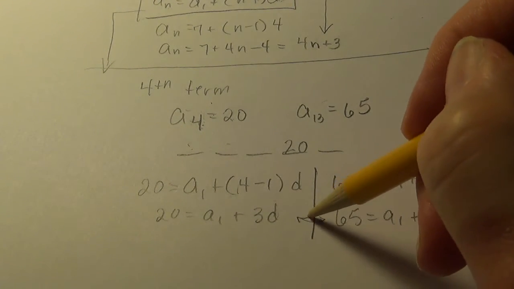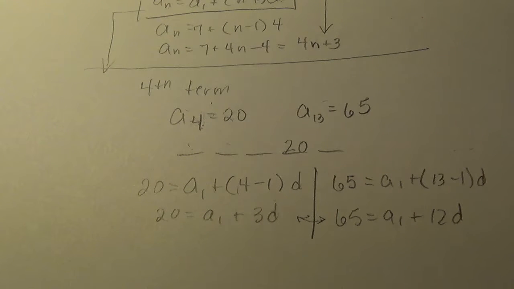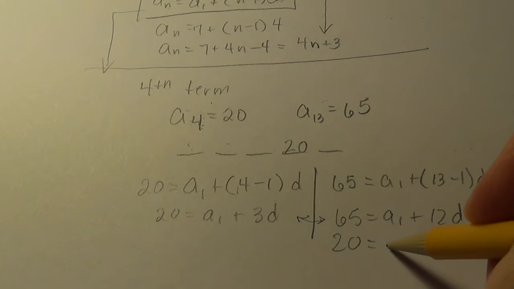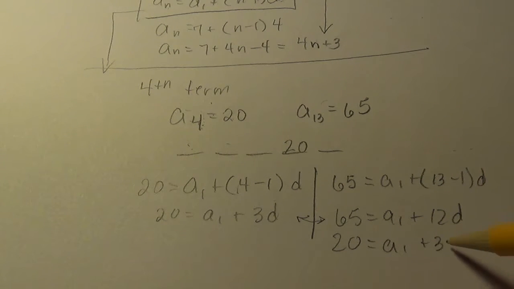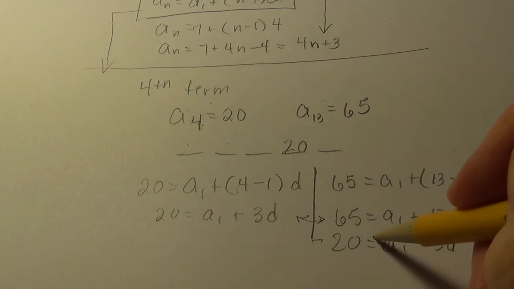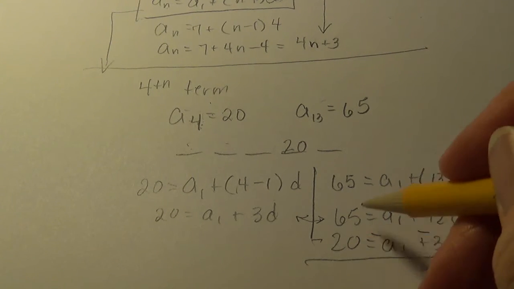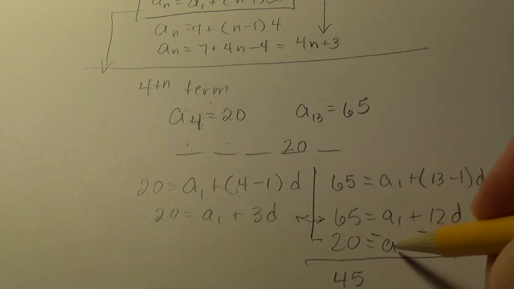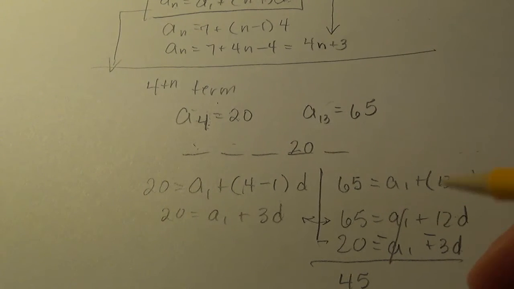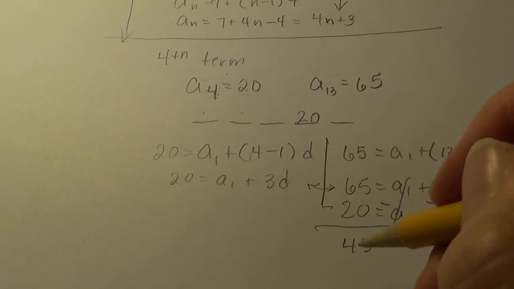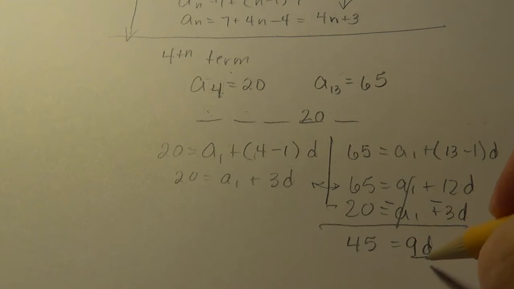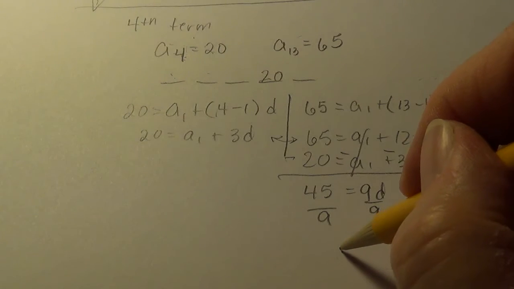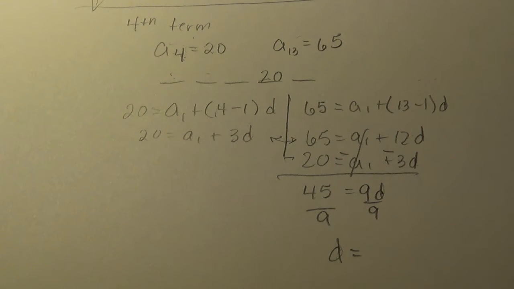Whenever that happens, there's enough information to get both. So I'm going to bring this one underneath this one and subtract one from the other. 20 from 65 is 45. a1 minus a1 is 0. 12d minus 3d is 9d. Divide by 9, and I get d, the common difference, equals 5.